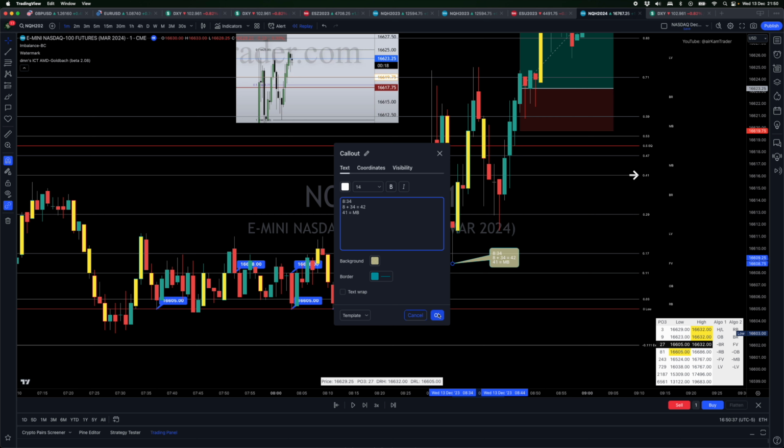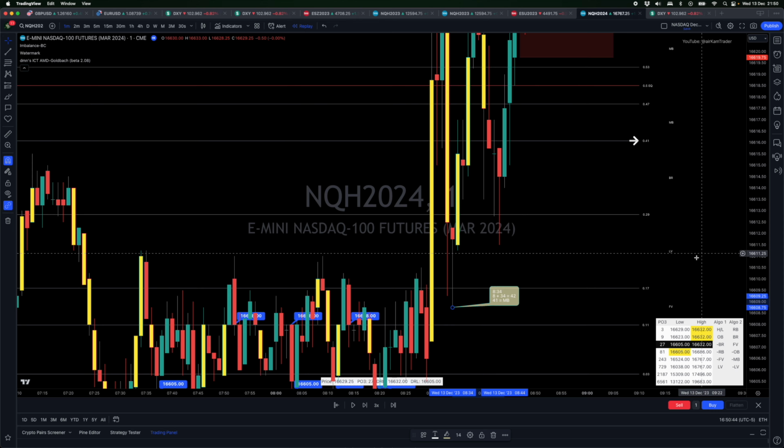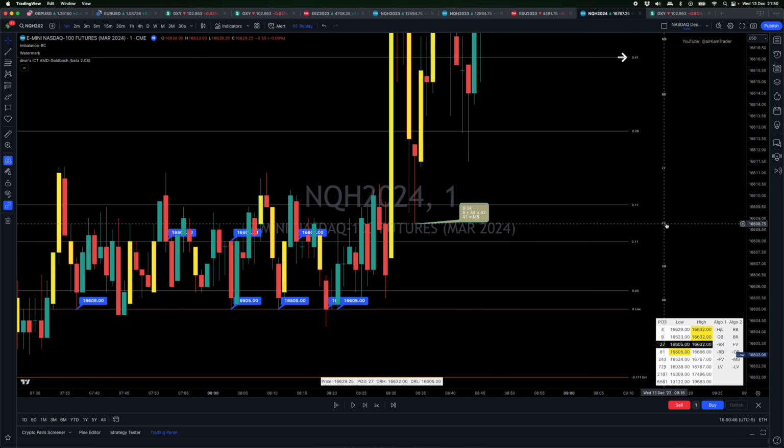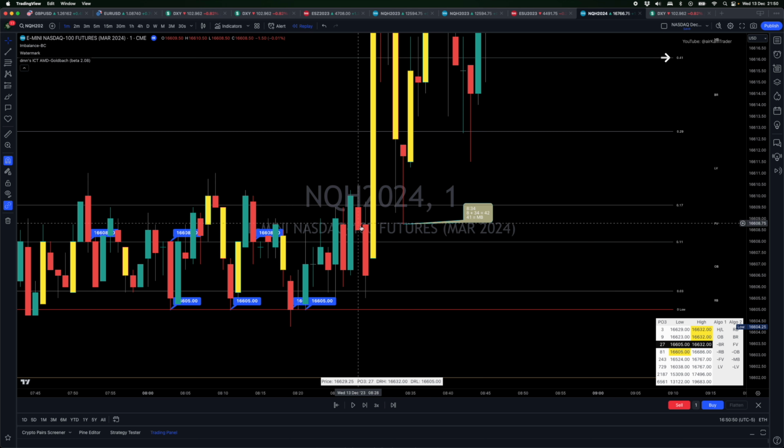Not only do we care about time, though, we care about price. Why is this price significant? Well, this is the fair value gap. Okay, this is an order block. This is the fair value gap GB level.